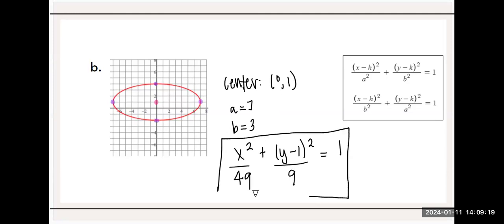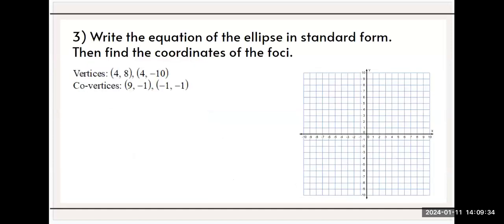Doing good? Sounds like you are. Okay, yesterday we did not get into the foci, so we're going to do that today. And that was number 2. We're going to pick up right here with number 3. Write the equation of the ellipse, and then find the coordinates of the foci. All right, we're given the vertices and the co-vertices.